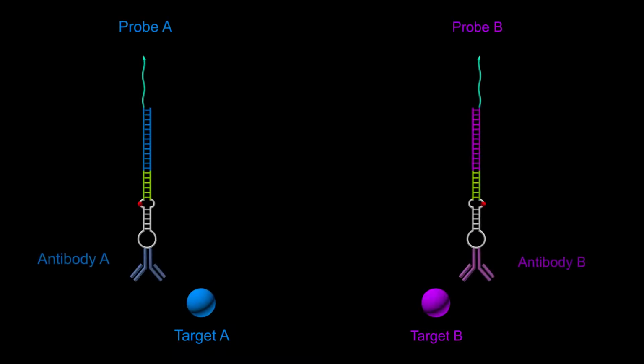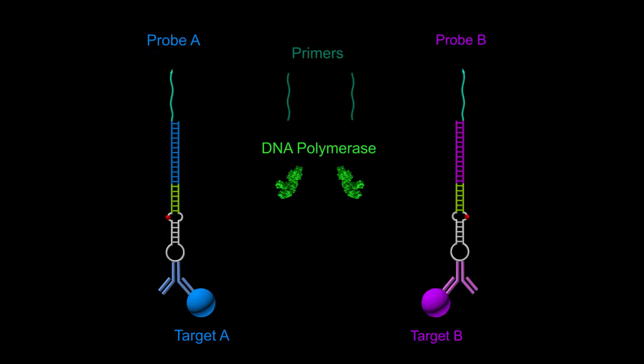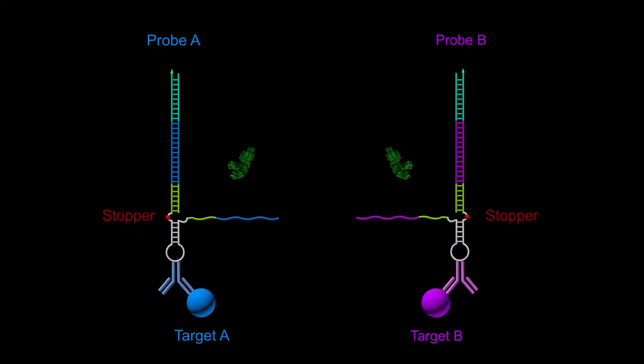To test the proximity between target A and B, their respective probes bind them specifically via antibodies or other means. Recording begins when a polymerase and primers are added to the system. The primers bind the probes and are extended by a polymerase, copying the barcode and the palindrome segment. When the polymerase reaches the synthetic stopper, it stops and detaches from the probe.